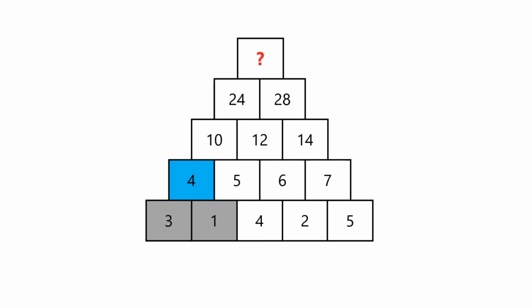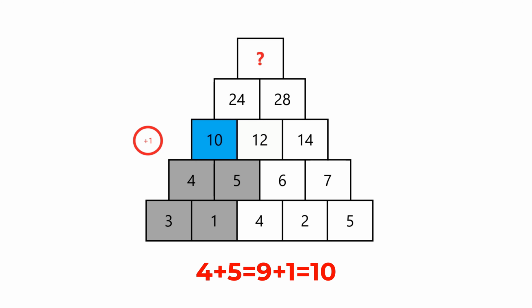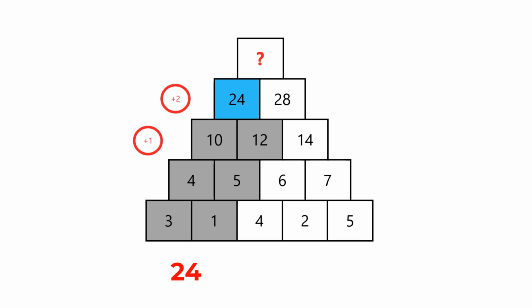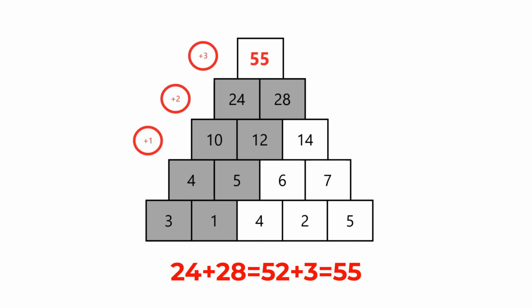But then it gets trickier. If we go from the second row to the third row, you see that the 4 and 5 does not necessarily add up to 10. 4 and 5 adds up to 9, and then you need to increment it by 1. If you go to the next layer, you need to increment it by 2. And then in the final row, you need to increment it by 3. So the correct answer here is choice 55.